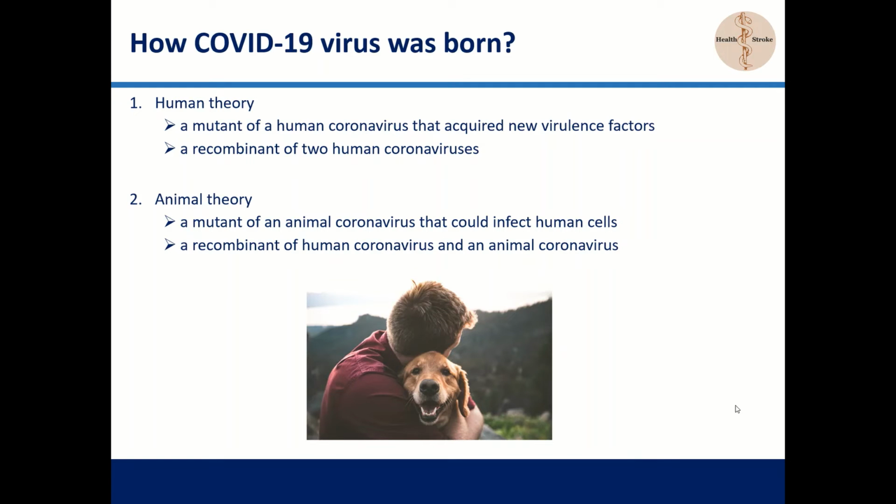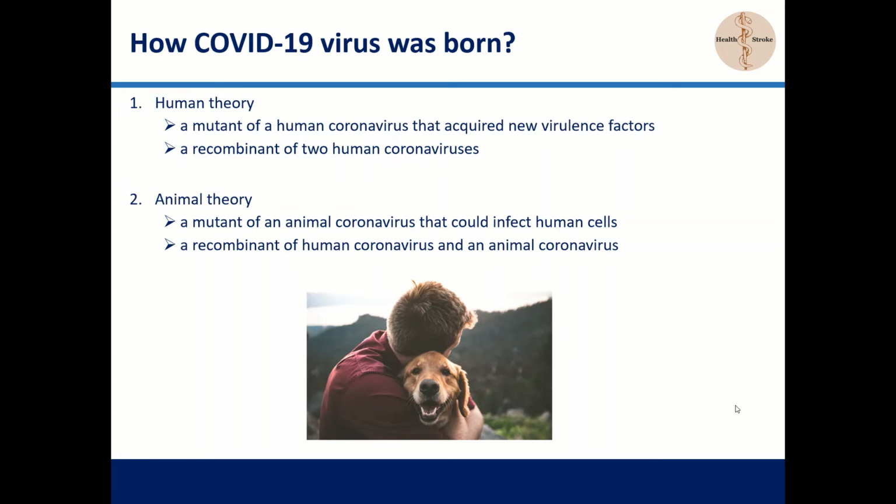One is the human theory that maybe the coronaviruses which cause the common cold, at some point had some mutation in the genetic material which they have, and formed a more serious coronavirus, which is COVID-19. Or it could be a combination of two coronaviruses, which resulted in a more deadly virus.